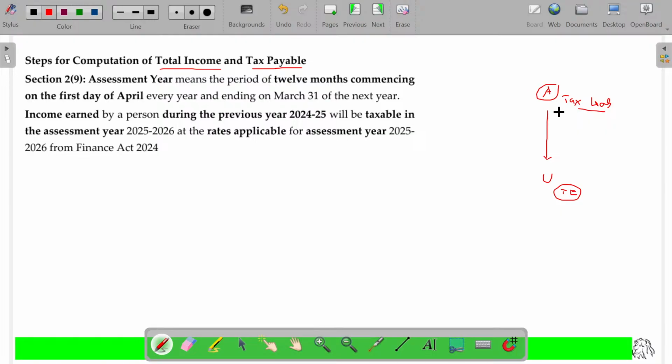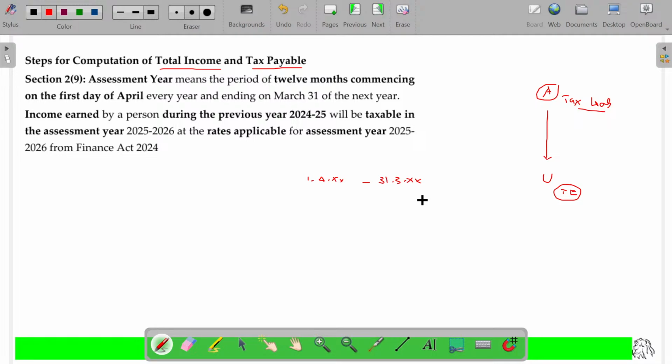Usually, you can calculate the tax liability on his income based on the income earned. You know that the financial year starts with 1st April every year and ends on 31st March in the next year. This is the financial year.